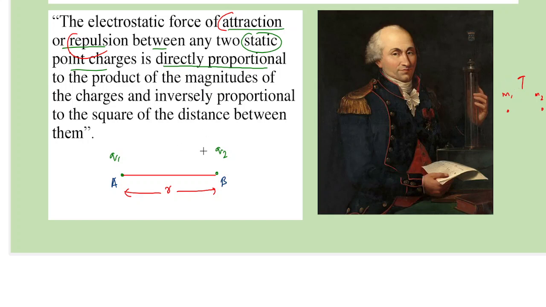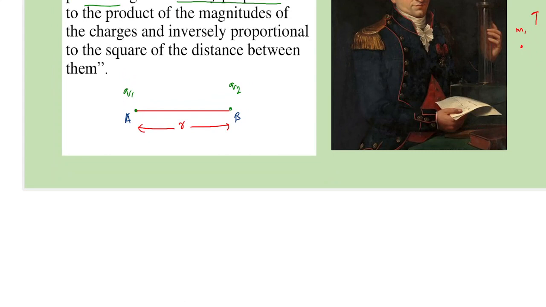Here, since the charges can have two polarities, the force between them could be an attractive or repulsive force. Now what is seen experimentally, when Coulomb did this, it was based on experiments. So he found out that the force between them, that is, the force that A exerts on B or the force that B exerts on A, that force is called F.